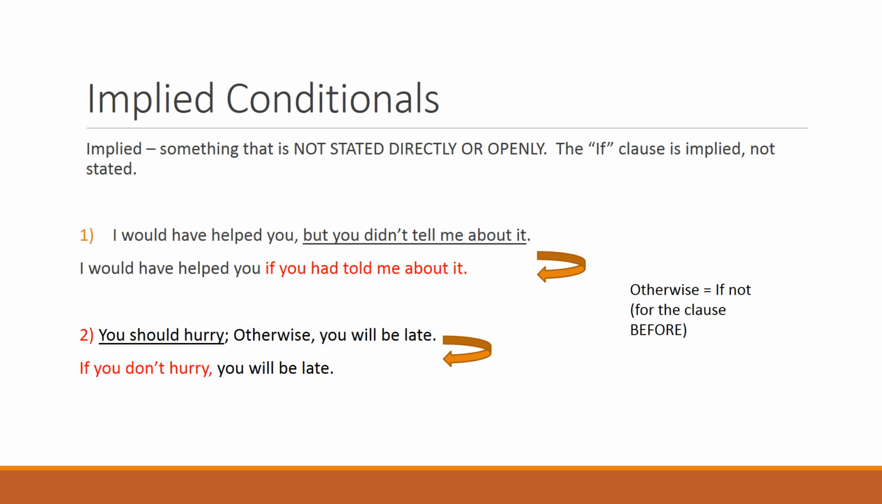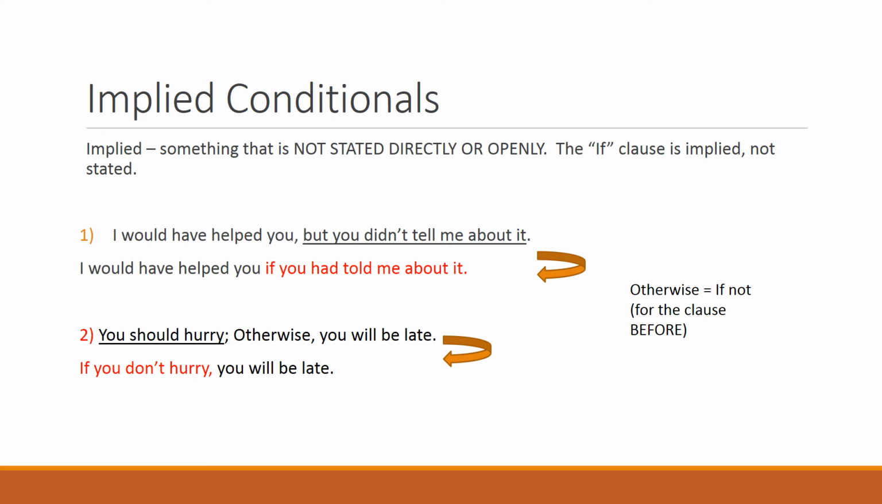Now, implied conditionals, again, is another way to talk about conditionals without using if. So I'm giving you a lot of information today. So what does it mean when something is implied? When something's implied, it means that something is not stated directly or openly. The if clause is implied and not stated in these cases. So we don't always have to say if, but it's implied. The meaning is there without using the if.